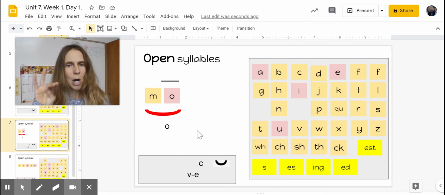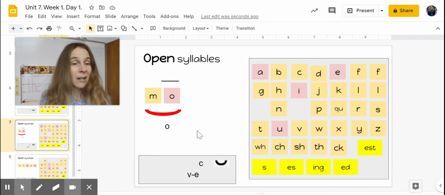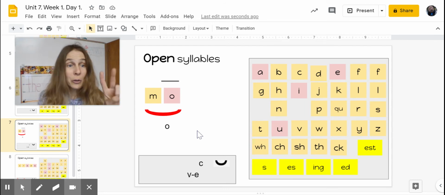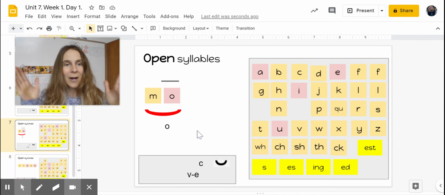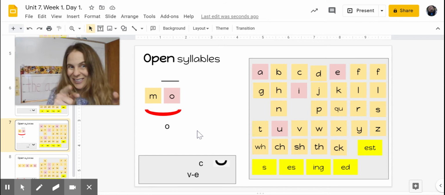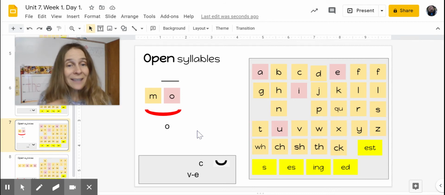Mo. That doesn't sound like a word to me. Does it sound like a word to you? No, it's not a real word, but it could be a syllable, like in the two-syllable word motel. We'll just wait till we get there. So yes, even if it's not a word, we can still read our syllables by following these rules, by knowing, oh, it's an open syllable. I got it. Let's try one more.